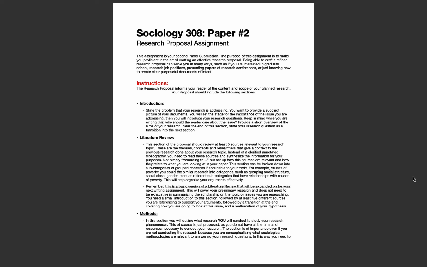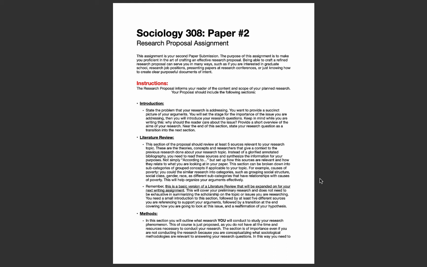Okay, so here's the assignment sheet. It gives you a little blurb on why you're doing this. Here are your instructions. I break it down by section, what I'm looking for in each section, right? So in the intro, you should be stating the problem your research is addressing. You want to provide a succinct picture of your arguments and set the stage for why this is important, right? You also want to end the section with your research question, right?